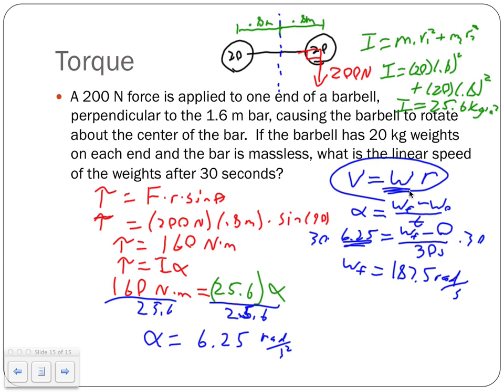And so now we just need to find the velocity, so we're going to go back to the linear velocity equation. The linear velocity is going to be equal to the angular velocity, which is 187.5 radians per second, times the radius, which was 0.8 meters. Okay, and so 187.5 times 0.8 ends up being 150 meters per second.